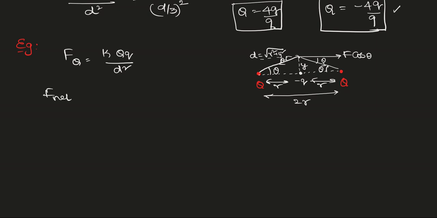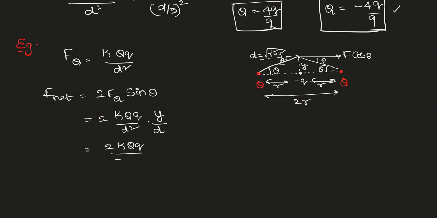So net force on the charge will be equal to 2Fq sine theta, or that will be equal to 2Fq is KQ by d square. Sine theta is nothing but opposite side by hypotenuse. So we are having 2KQ by d cube. D cube is nothing but (r square plus y square) whole power of 3 by 2, into y.